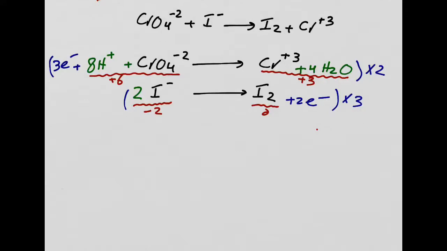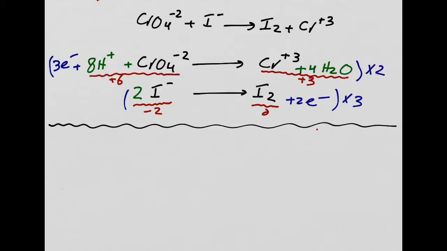The problem is I can't just multiply the electron. I have to multiply the whole equation. Over here, I can't just multiply the 2 electrons. I would have to multiply the whole equation. Okay, hopefully you guys follow that so far.